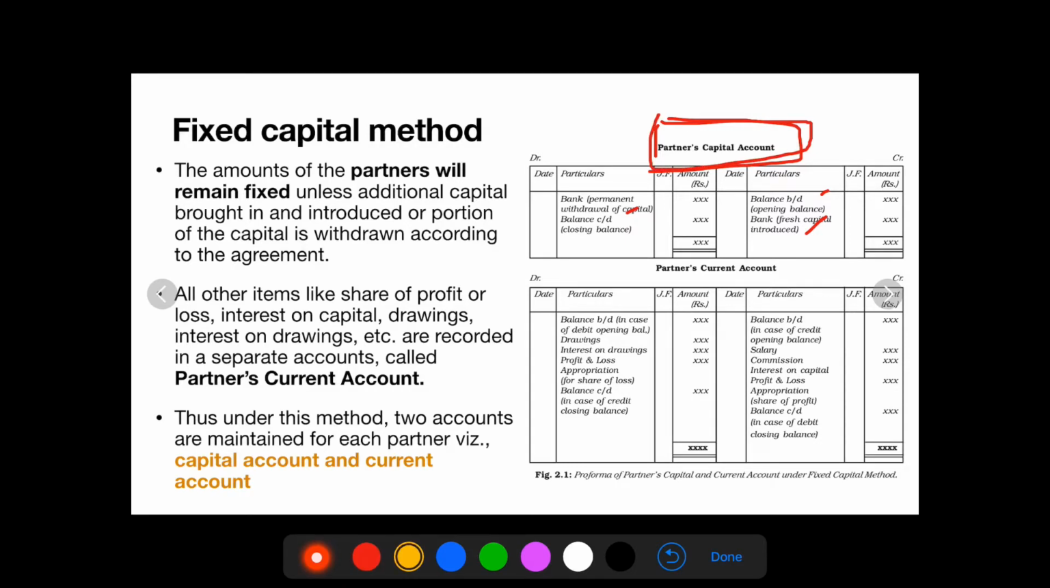Likewise, in partner's current account, all other transactions other than capital will be recorded. If you look at salary, commission, interest on capital, profit and loss appropriation profit, profit and loss appropriation loss, drawings, interest on drawings, such items will be recorded in partner's current account.